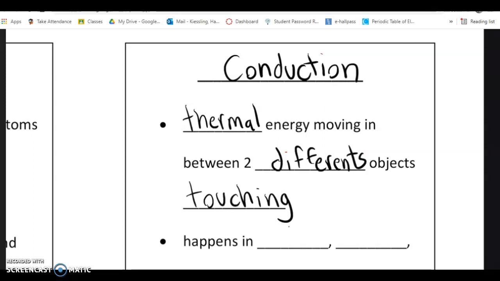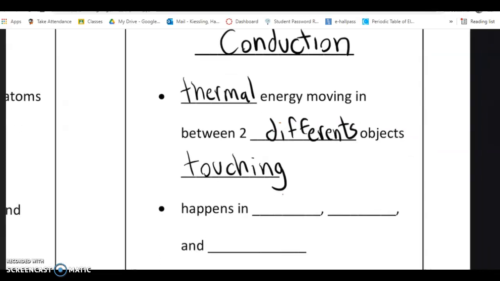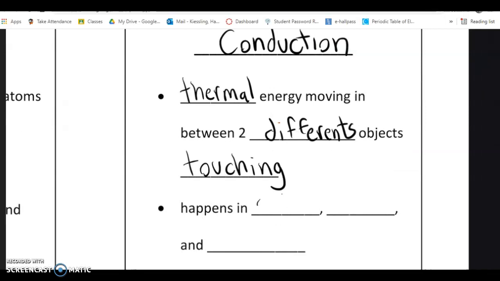Conduction happens in all three states of matter. So it happens in solids, liquids, and gases. When you're done, flip the page. If you missed something, that's fine. We'll come back to it.